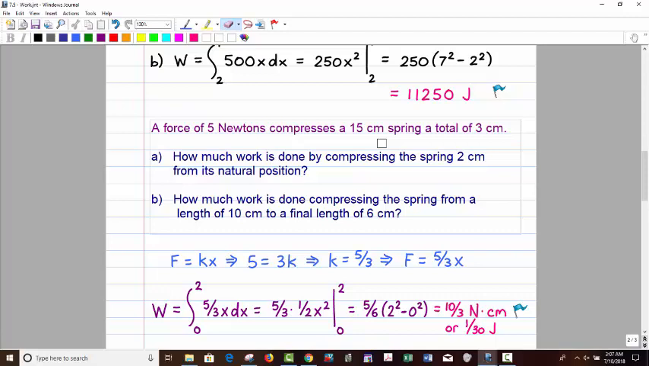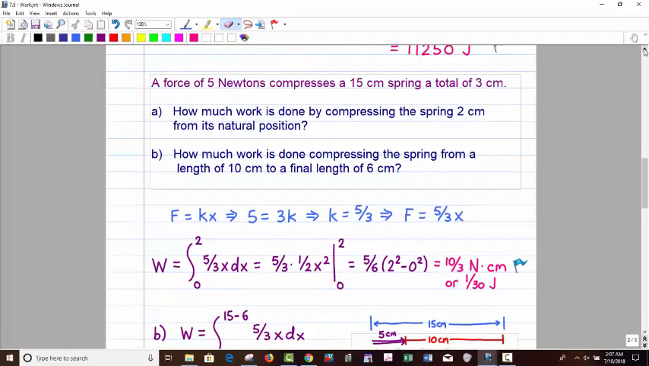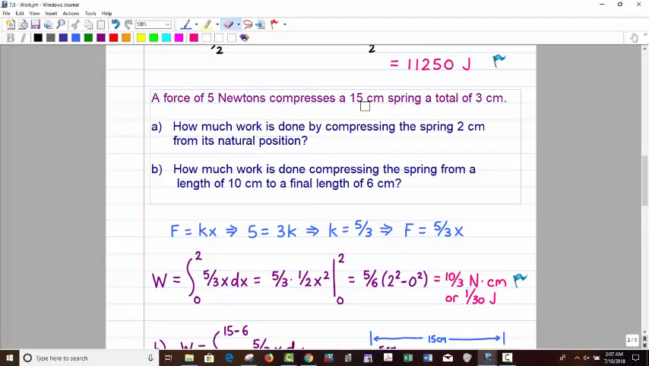So this says how much work is done by compressing the spring 2 centimeters from its natural position. So it doesn't matter in this case how long the spring is. Well, obviously it's more than 2. I'm sorry, it does give the length. We do have to know the length. The last one we didn't have to know the length. This one we know it's 15 centimeters total. So pushing it in 2 from its original position.